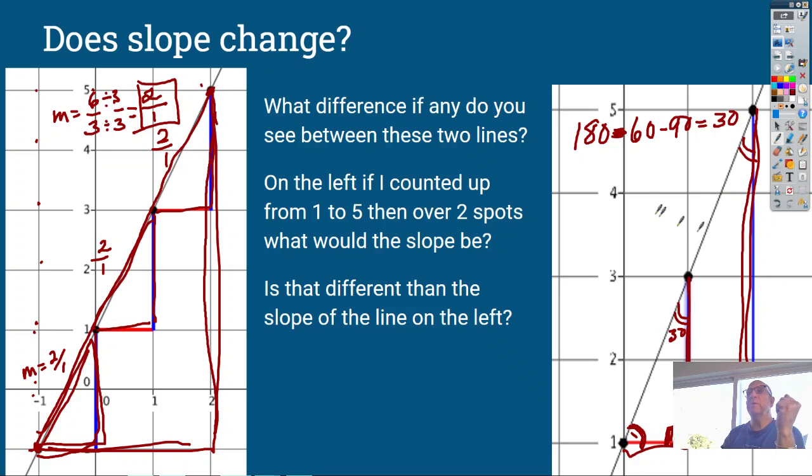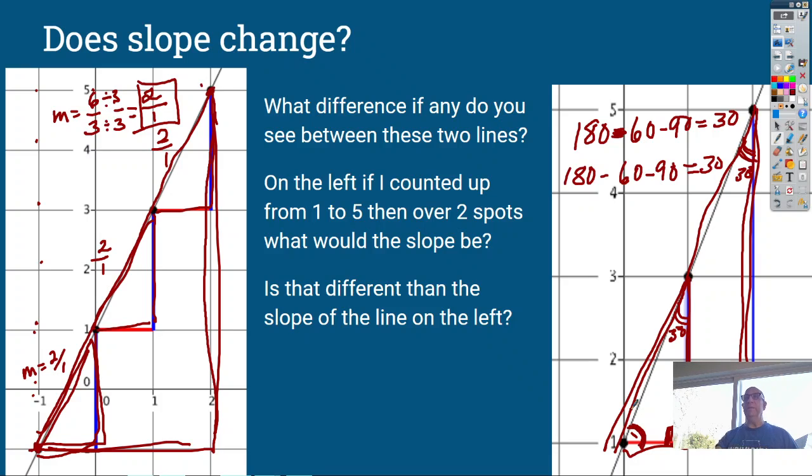If I did that with the big triangle, started with 180, I subtract this because it's the same. I subtract this, it's 90. Then I get 30. This last angle is 30. So the angles are all exactly the same. That means the angle of this line is exactly the same.